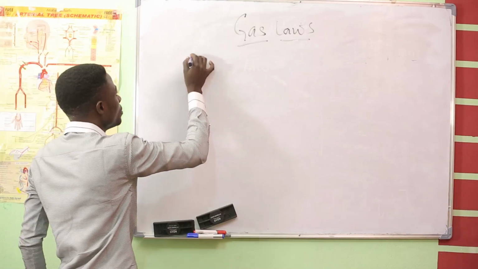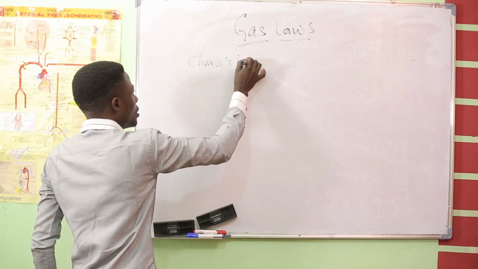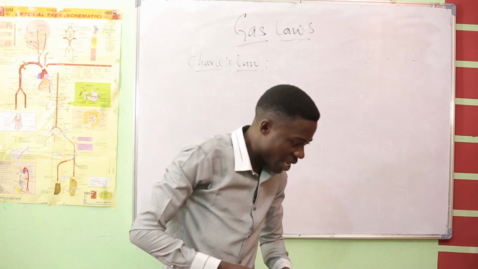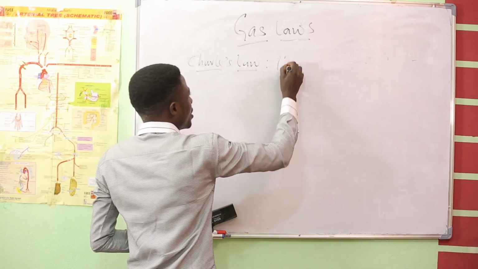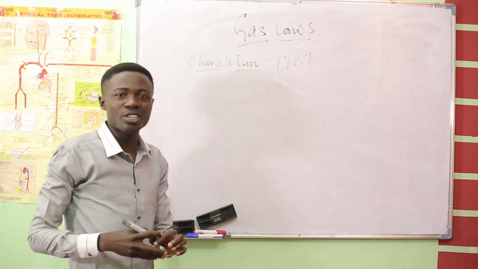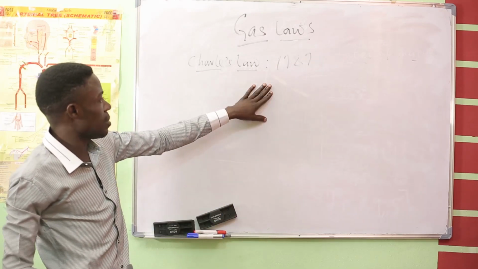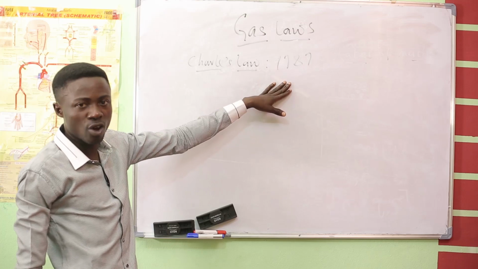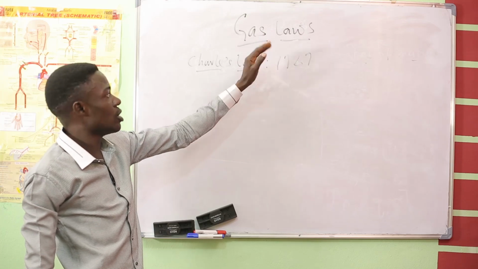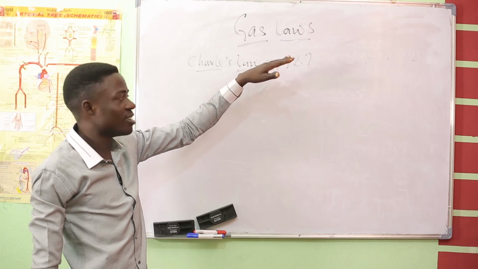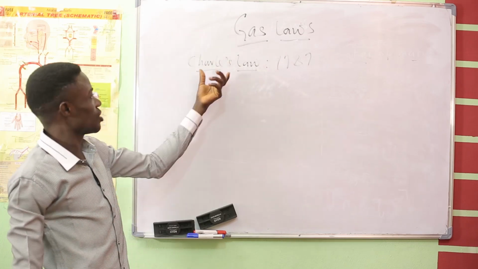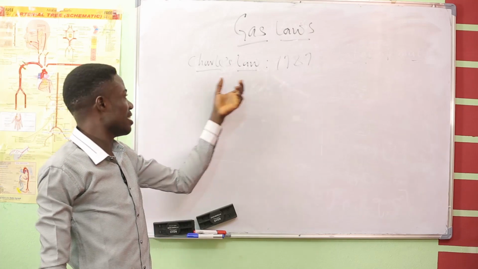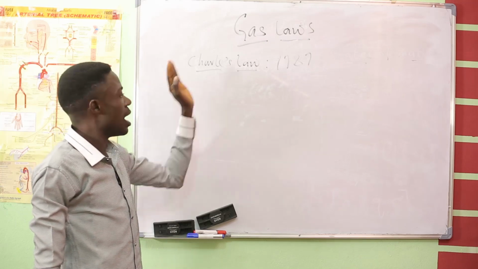Which is Charles' law. Charles, in 1787, worked out a relationship between the volume of a fixed mass of a gas and its temperature by keeping pressure constant. You know, in the case of Boyle's law, we kept temperature constant, and in the case of Charles' law, Charles kept pressure constant, and he now relates volume and temperature.